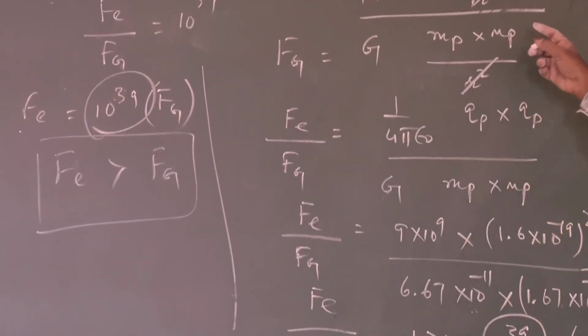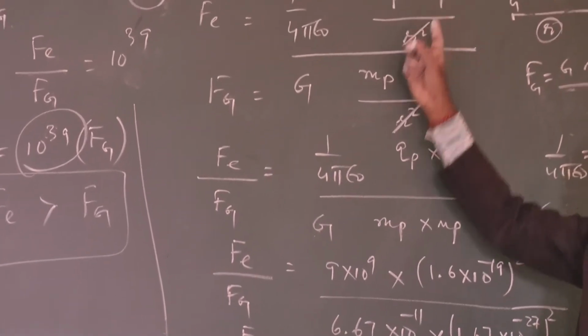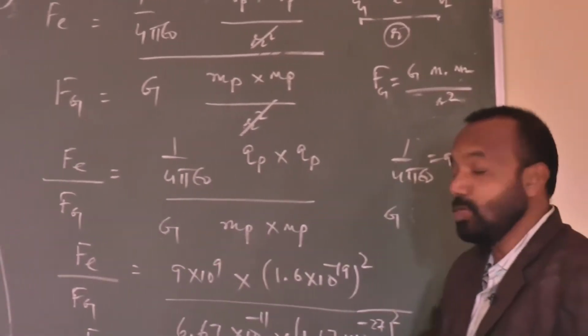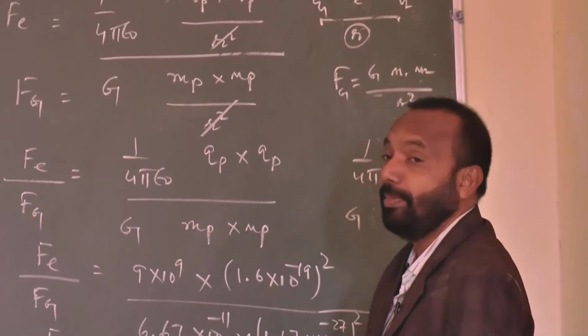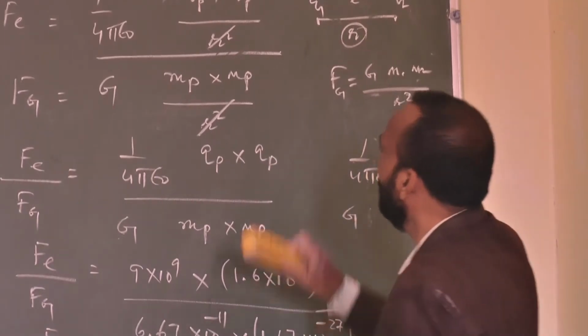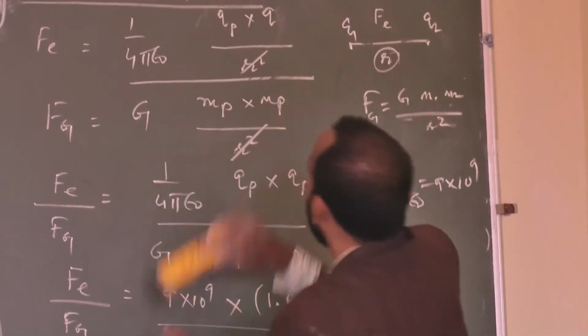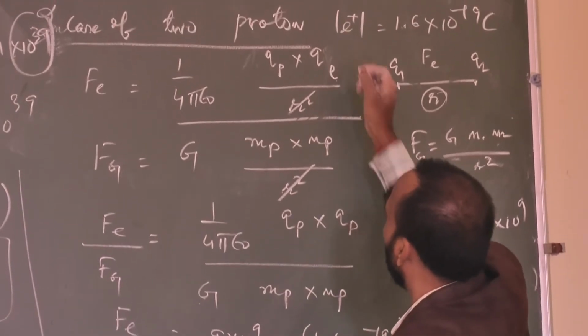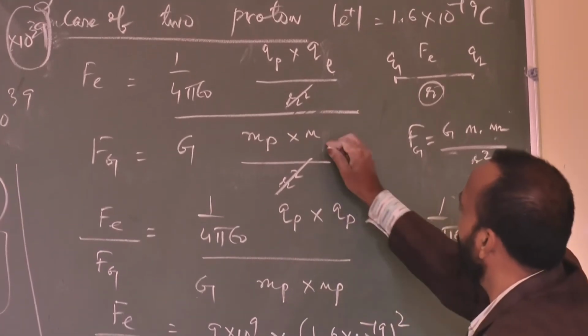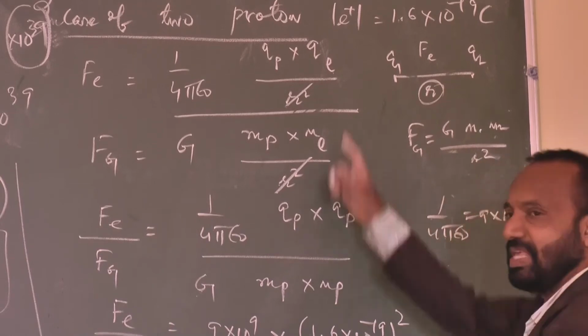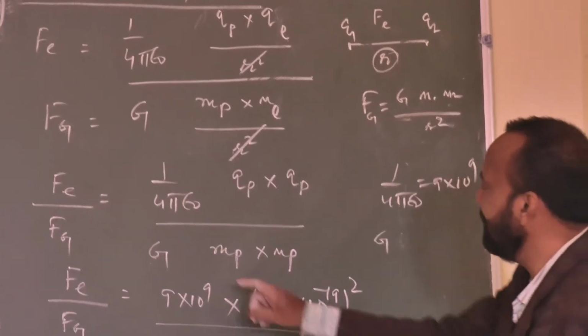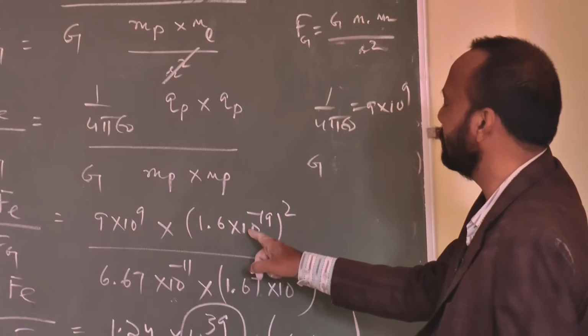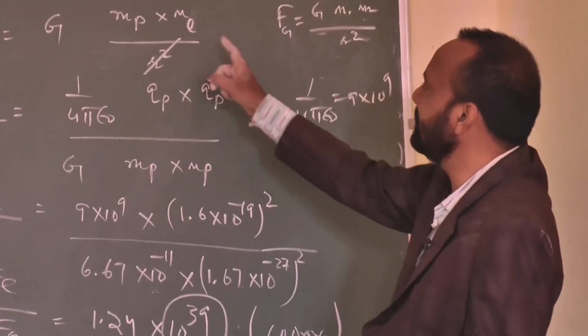I can use here one proton and one electron also. Then what will come? Now I am writing here the charge of the proton and electron, the mass of the proton and mass of the electron. Everything will remain the same: 9 into 10 to the power 9, 1.6 into 10 to the power minus 19 whole square. It remains the same. But why?